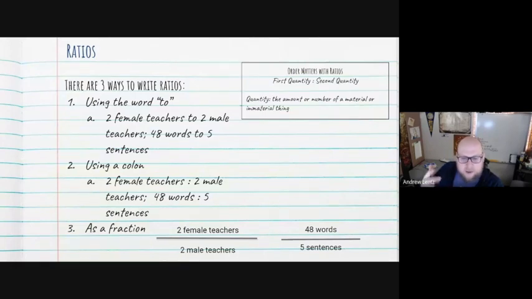So you're going to be asked today to write ratios by looking at images and to write them one of 3 ways: using the word "to," using a colon, or as a fraction.